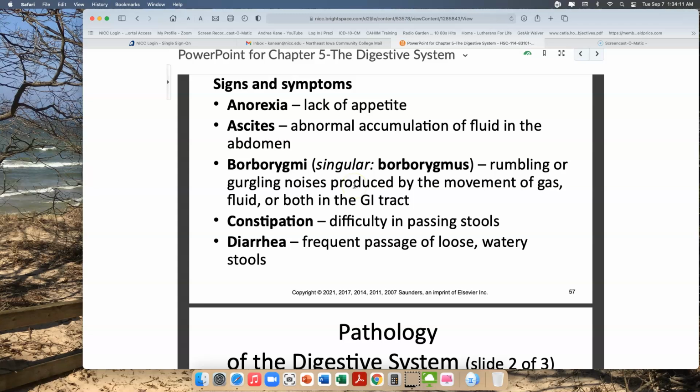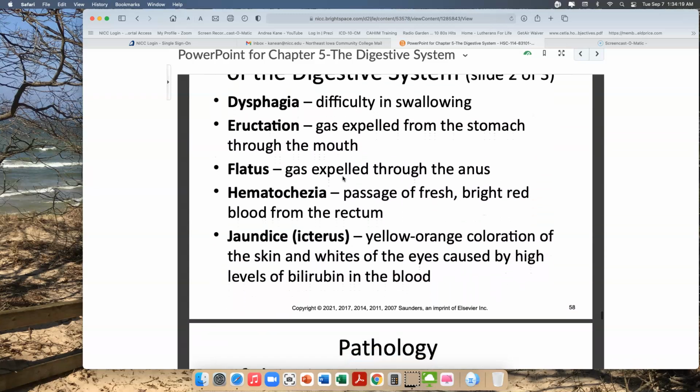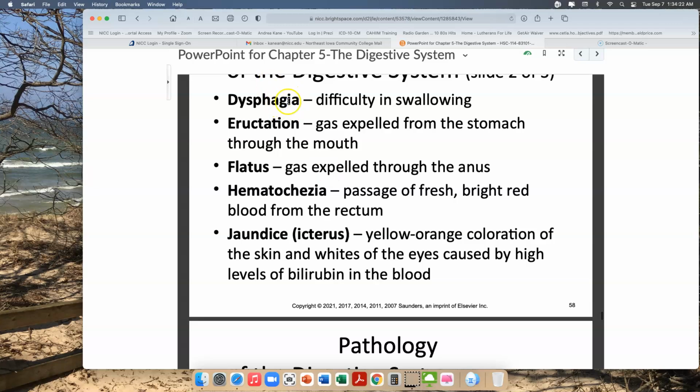Constipation, difficulty in passing stools. Diarrhea is the opposite, where there's frequent passage of loose watery stools. Dysphagia, and notice the G, dysphagia. That's difficulty swallowing. If that G were an S, it would mean difficulty speaking. So you have to be really careful because they sound so much alike. Eructation is a fancy name for expelling gas through the mouth, also known as burping. Flatus is gas expelled through the anus.